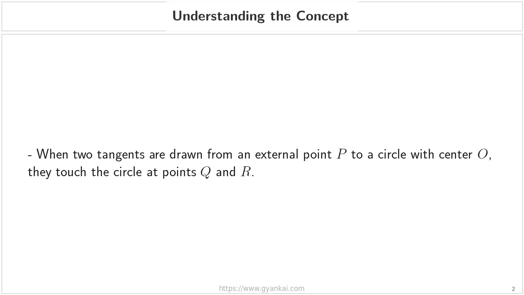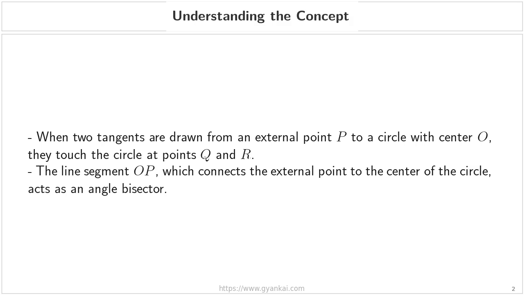Understanding the concept. Imagine we have a circle with its center at point O. Now, let's pick a point, P, that lies outside of this circle. From this external point P, we draw two tangent lines that just touch the edge of the circle. We'll call these points of contact Q and R.